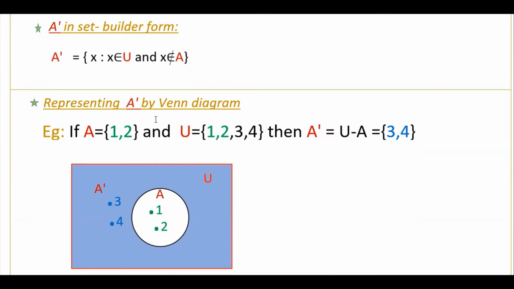And we can represent the complement of set A by a Venn diagram like this. If you take A is equal to {1, 2} and U is equal to {1, 2, 3, 4}, then the complement of set A is equal to U minus A. You have to remove these elements, then those are 3, 4. These are the complement of set A. If you see here, this is the set A which contains the elements 1, 2, and this is the universal set. And the complement of set A does not belong to the elements of A. So you have to show it here itself. This is the complement of set A which contains the elements 3, 4. You can see here.